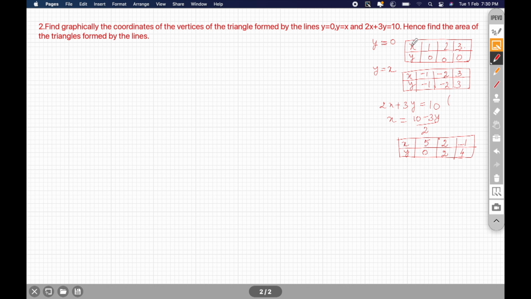The first equation is already the x-axis. The second equation has coordinates -1, -1, -2, -2 and 3, 3. For the next one, we have 5, 0 to be plotted, 2, 2 and -1, 4.